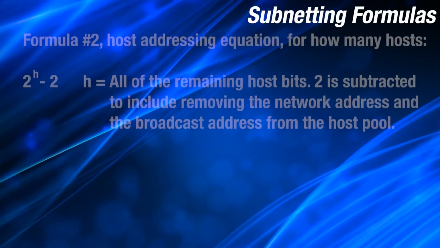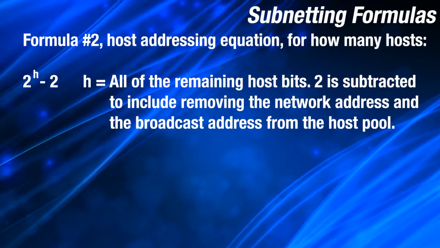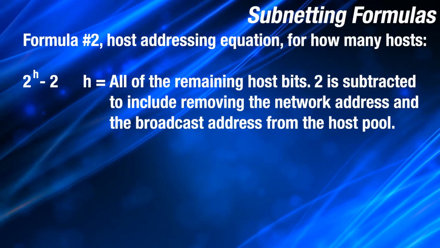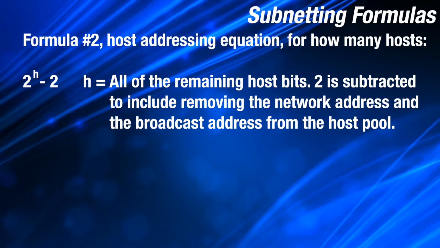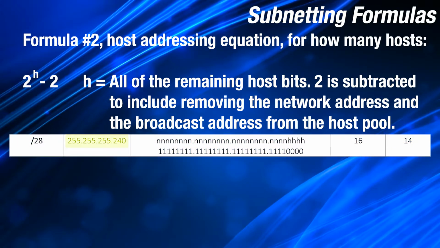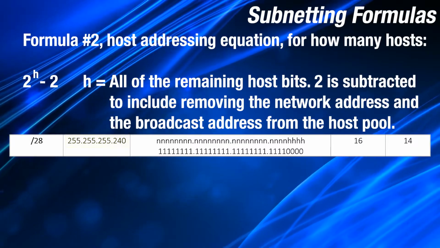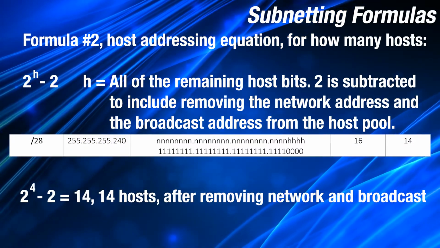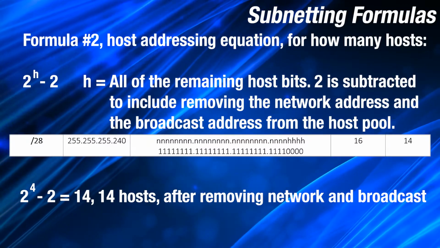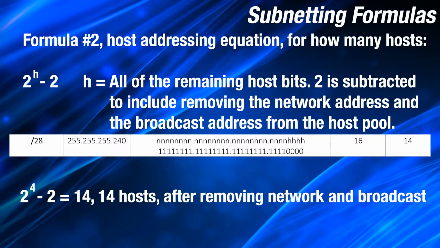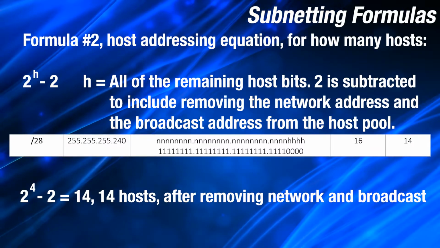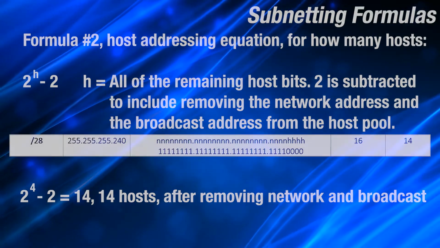The other equation is the host address equation. This equation is 2 to the power of h minus 2. With the amount of host bits you have remaining, plug them into h. As an example, if I have 4 host bits left with my subnet mask 255.255.255.240, 2 to the power of 4 minus 2 will give me 14. Now hold on, why am I subtracting 2? Well, remember that the network address and the broadcast address are not assignable, so we'll subtract them already to figure out how many assignable host addresses we get.